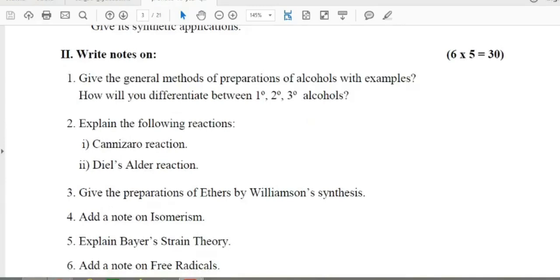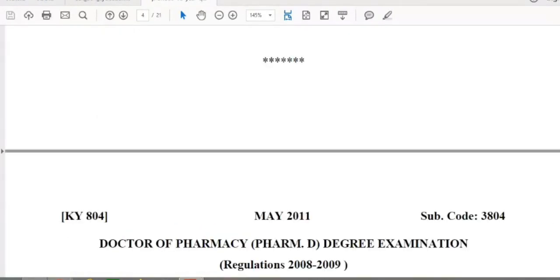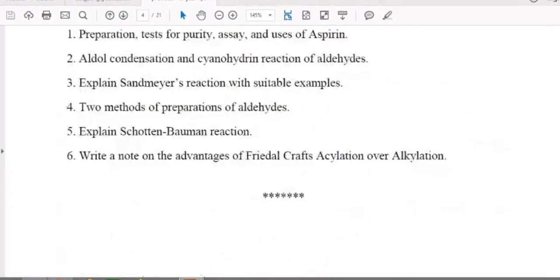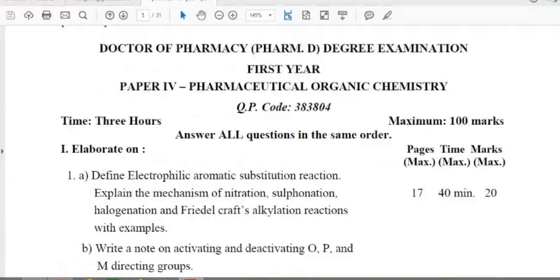So here 6 questions are given. Each question carries 5 marks. In that, at least 2.5 marks will be allocated for Diels-Alder reaction. And more or less a 5 marks question will come in the examination regarding Diels-Alder reaction. So let us see a few more papers, whether the question is there.